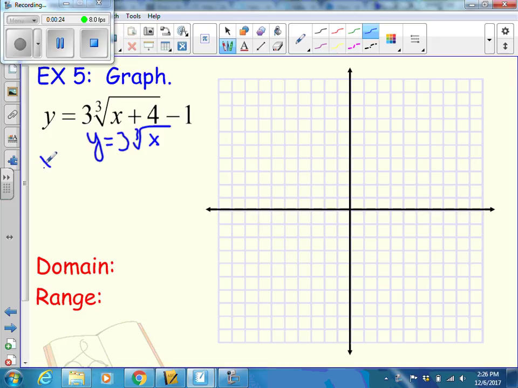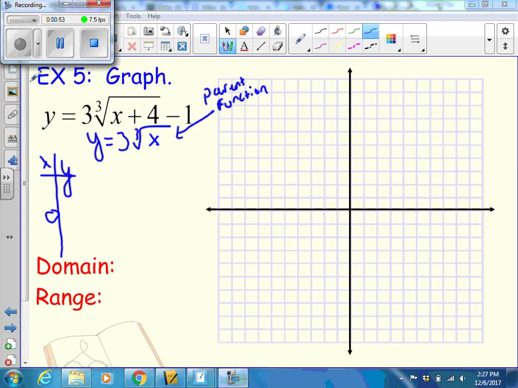Our next thing is we have to find 5 points of our parent function and plot those points. So this is our parent function here. Now, when we do this, we want to make sure we pick points that work out. Meaning that because we have a cube root, right, we want to pick perfect cubes. So 0 is a good point. We also want to use 1 and a positive 8. And remember, because this is an odd root, we can also use negative values.